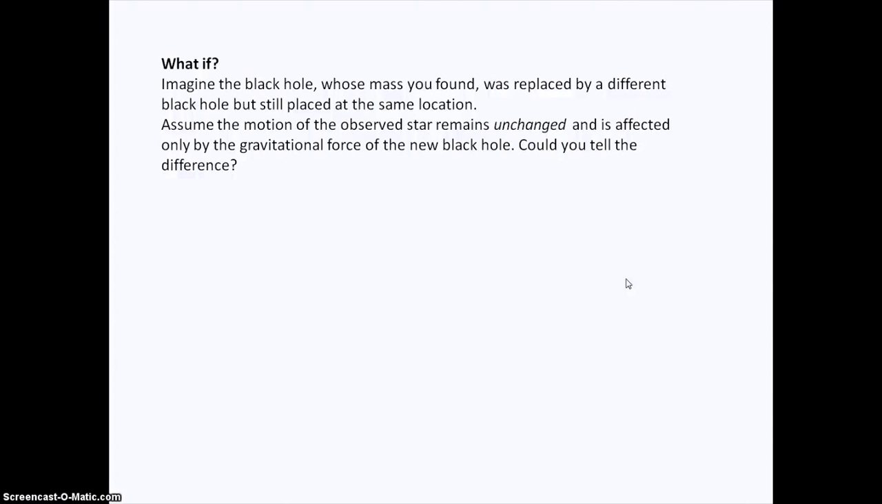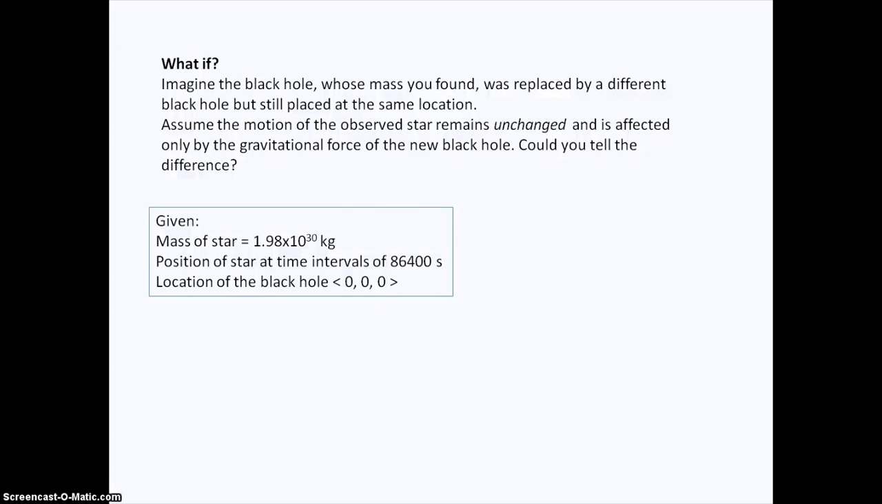Since the motion of the observed star remains unchanged, we can say that the new black hole must have the same mass as the original black hole. Think of it this way. We were originally given the mass of the star and the position of the star at time intervals of 86,400 seconds. We also knew the location of the black hole was at 0, 0, 0.